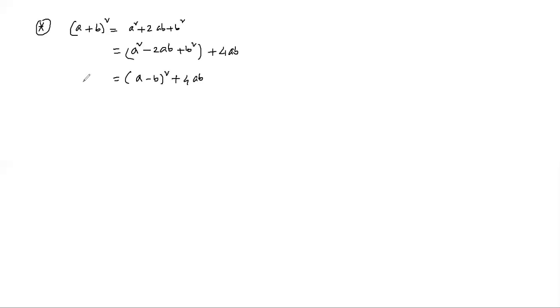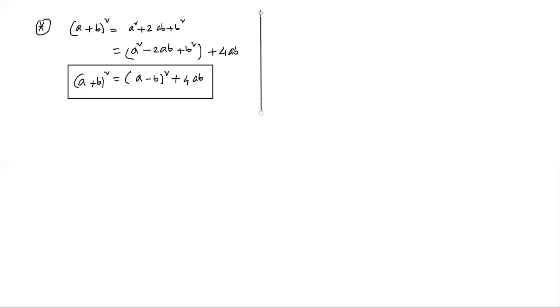So what have you understood here? a plus b whole square is equal to a minus b whole square plus 4ab. This is a very important result. Now, after knowing this, you can also try that if I can start with a plus b whole square, I can even start with a minus b whole square. Why can I not? I can start.